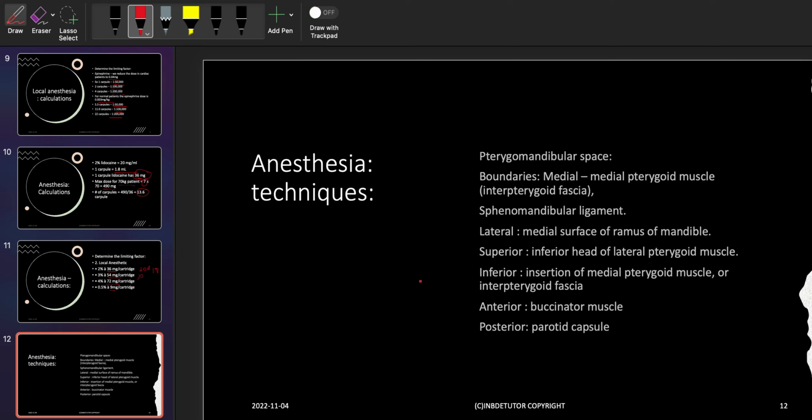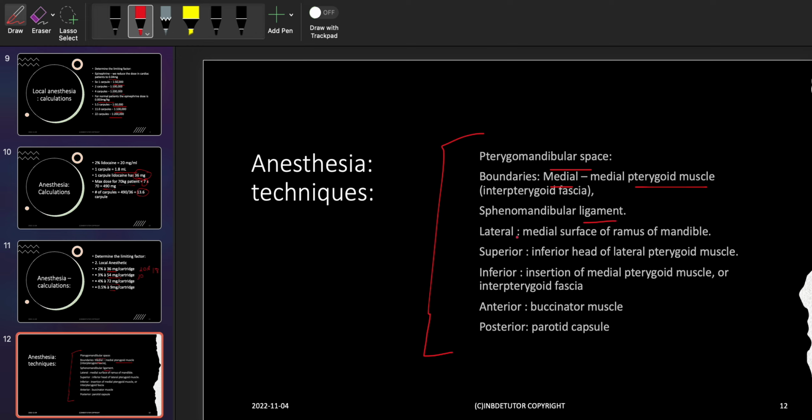Now the last slide is the anesthetic techniques. Again, it is about the boundaries, like if you are placing your needle for the anesthesia, the pterygomandibular space. We know that for the inferior alveolar nerve, we put the needle in the pterygomandibular space. And what are the boundaries? On the medial side is the medial pterygoid muscle. So a question can come on this one, like medially what is present in the pterygomandibular space? It is the medial pterygoid muscle and the sphenomandibular ligament.